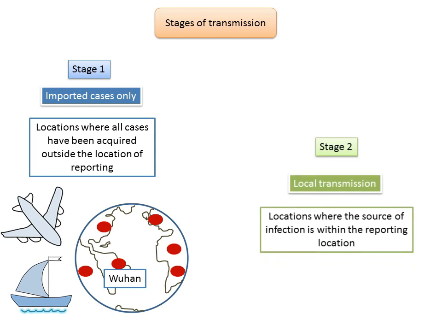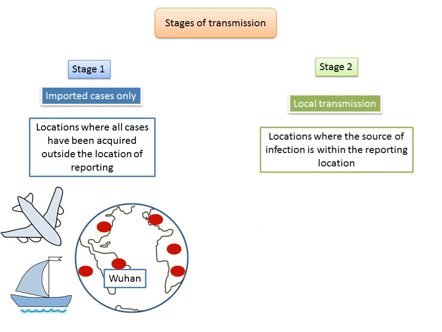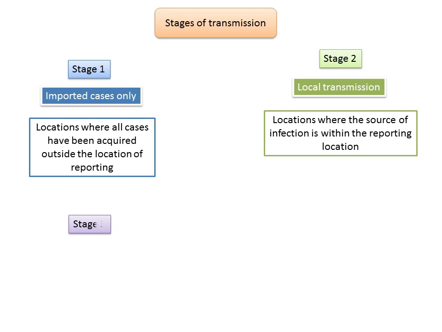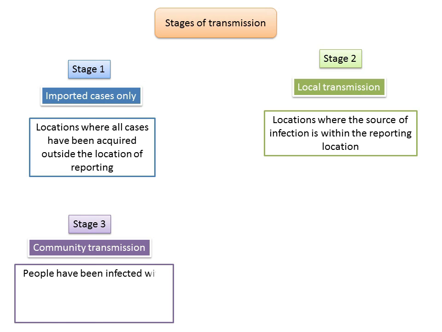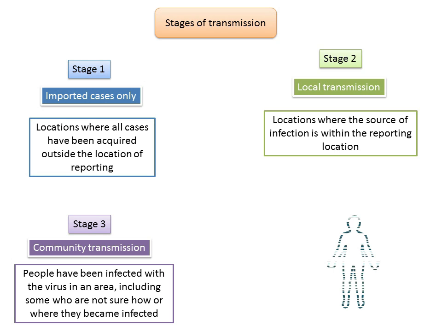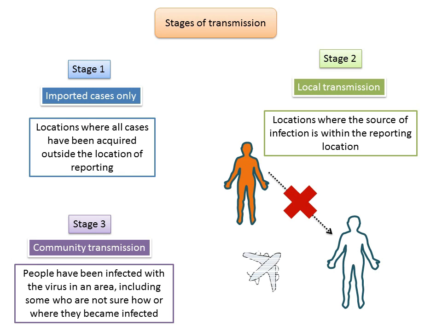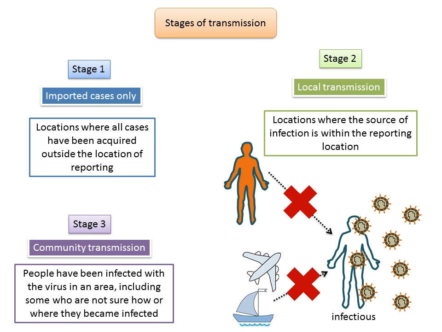Stage 3 is the stage of community transmission, wherein people have been infected with the virus in an area, including some who are not sure how or where they became infected. Community transmission is when a patient not exposed to any infected person or one who has traveled to any of the affected countries tests positive. Large areas get affected when community transmission takes place.